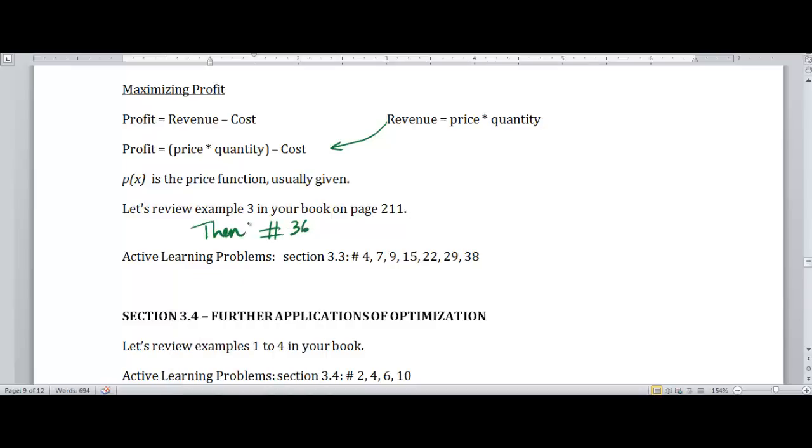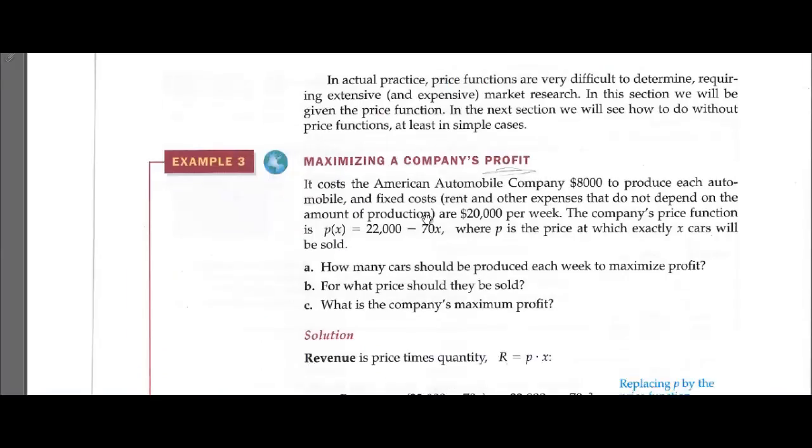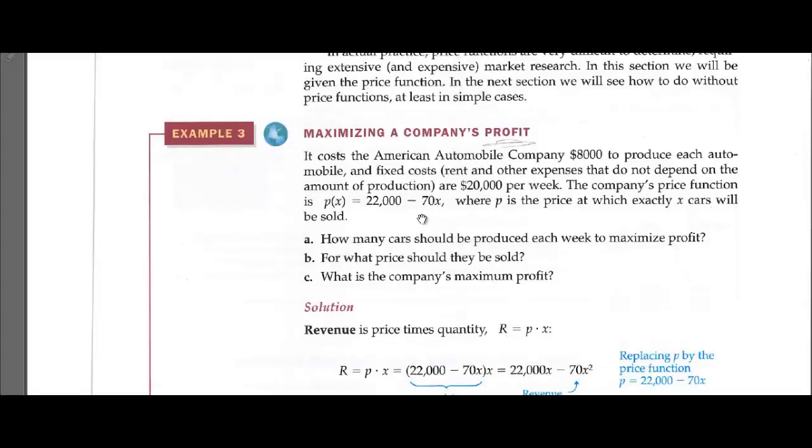Okay, so the example in your book is here, on page 211, example 3. It cost the American Automobile Company $8,000 to produce each automobile, and fixed costs, rent, and other expenses that do not depend on the amount of production are $20,000 a week. The company's price function is given by P of X, where P is the price at which exactly X cars will be sold. How many cars should be produced, for what price, and what's the max profit?